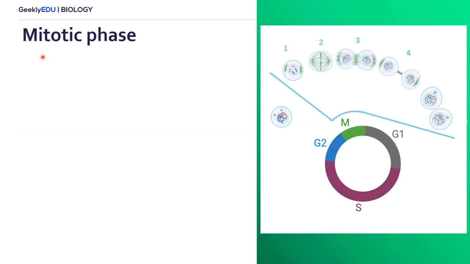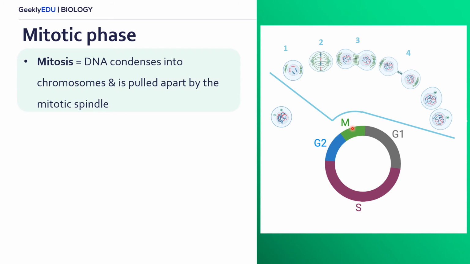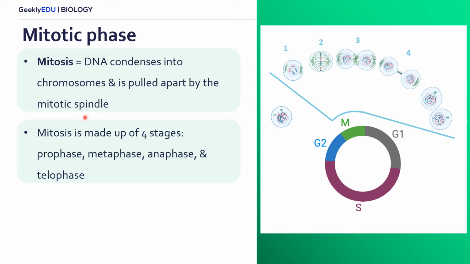And now we have the mitotic phase, or the M phase, so looking a little bit deeper into specifically this phase. Within the mitotic phase, mitosis happens, and this is where the DNA condenses into chromosomes and is then pulled apart by the mitotic spindle, which is controlled by those centrosomes that I just mentioned.